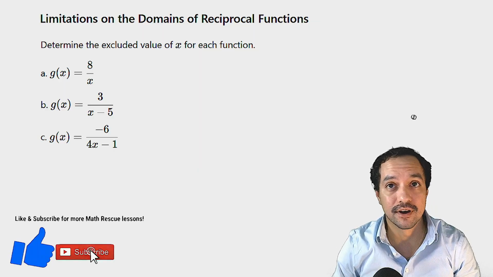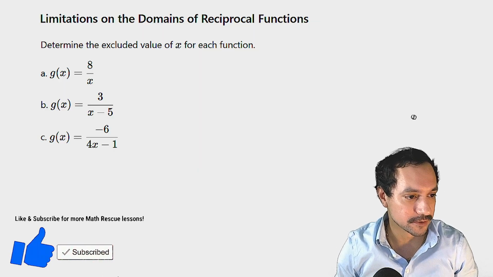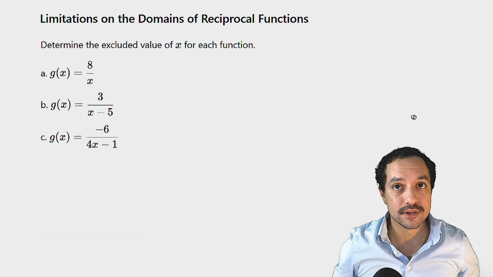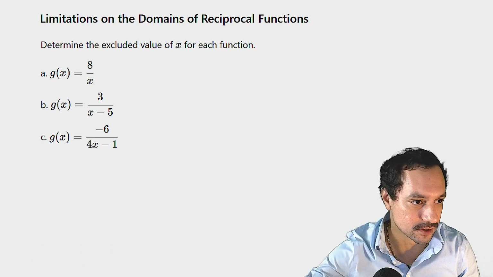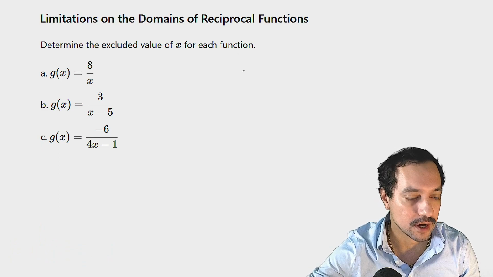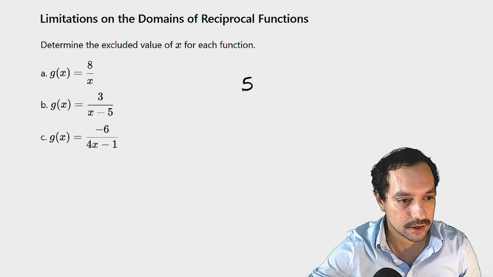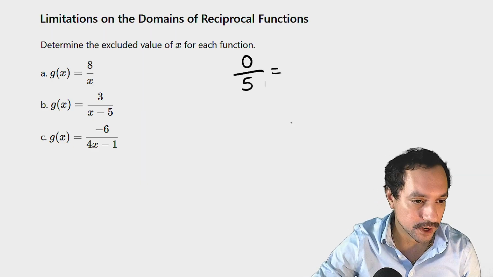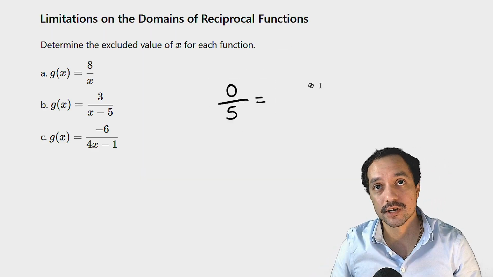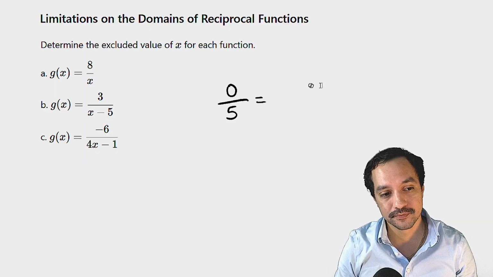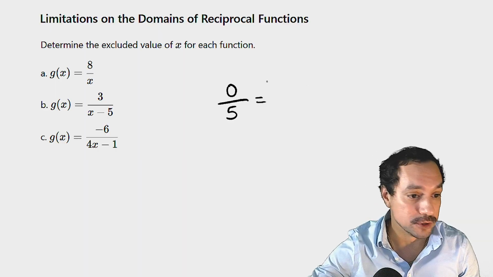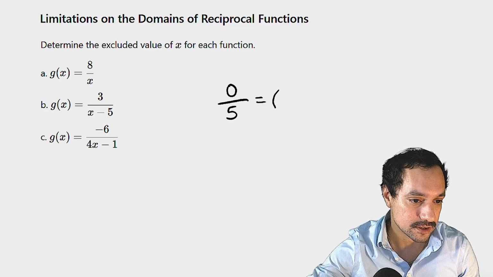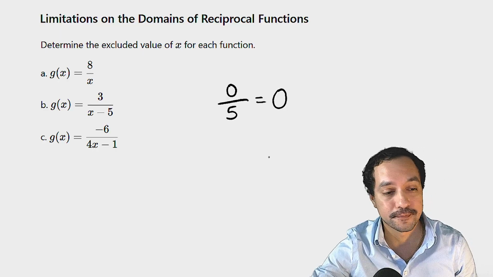Alright, so we have three rational functions here. Before we start these examples, I want to ask you a question. Let's say that we have 0 divided by 5. If you plug that in a calculator, and I'll let you try it in a second, what do you think it would give you? If you answered 0, you'd be correct.